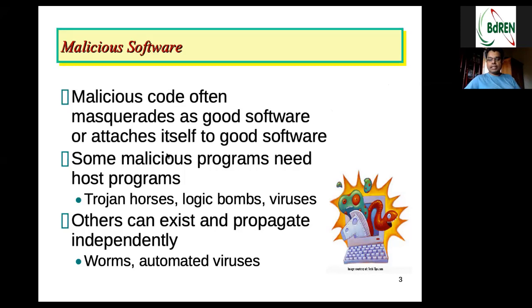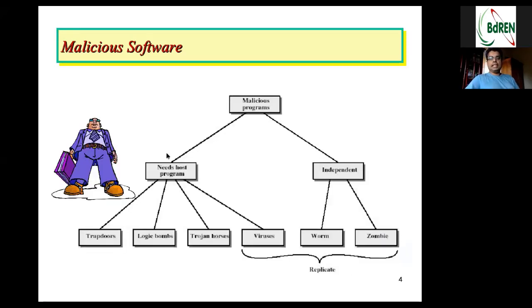In addition to viruses, there are many malicious softwares: Trojan horses, logic bombs, worms, zombies, and they have different names, with similarities and differences. Let's look theoretically at the types of malicious software. Generally, we can see two types of malicious software in our life. One set always requires a host program to be live. The other set is independent.